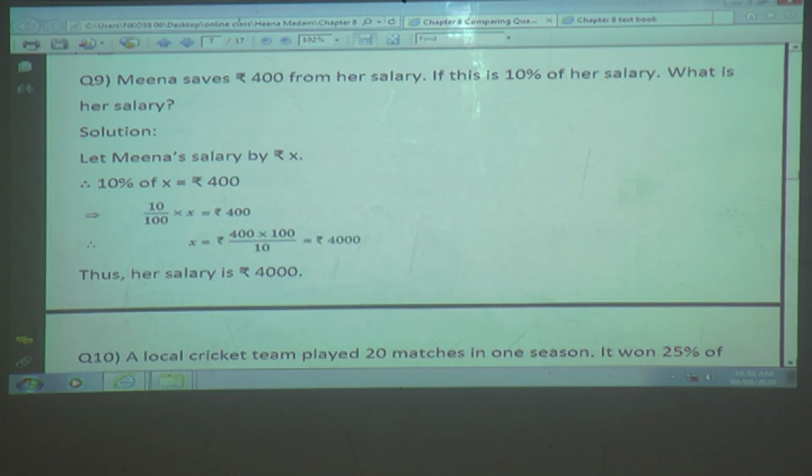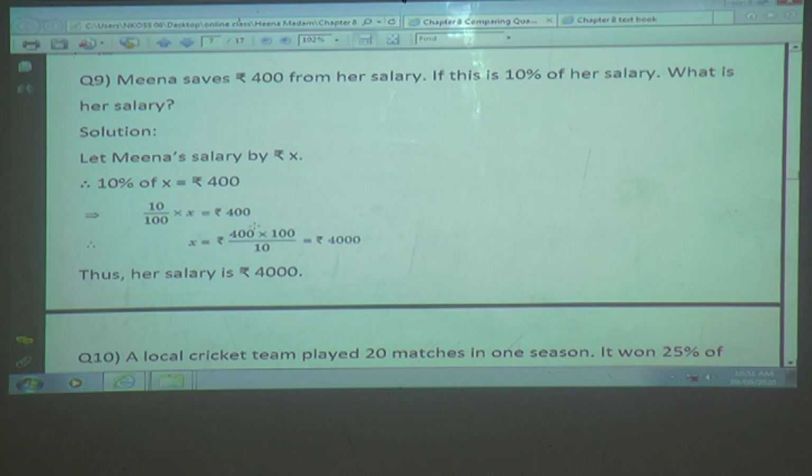The value of X is nothing but the salary of Meera, which she gets in her hand, and out of that she is saving 400 rupees from her salary. That is nothing but 10% of her salary. So 10% of X is equal to 400. So how do you write 10%? It is 10 upon 100 into X is equal to rupees 400.